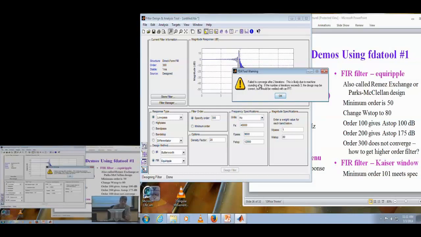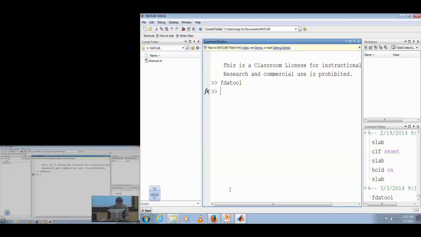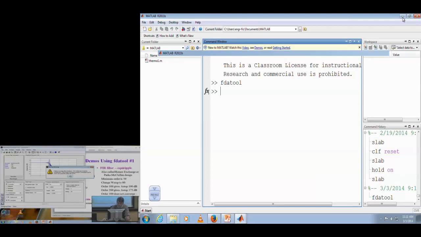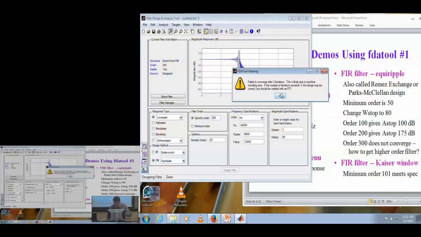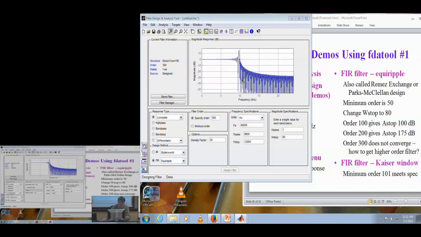So this is the algorithm now. This is just trying to find the coefficients for the FIR filter to meet the specification. And it says failed to converge after 2 iterations. And if we look at the MATLAB window, we don't get the warning there anymore. So it depends on the version of MATLAB. All right, so here's all the warning up front. And you can kind of see it doesn't give us a very good looking filter here.